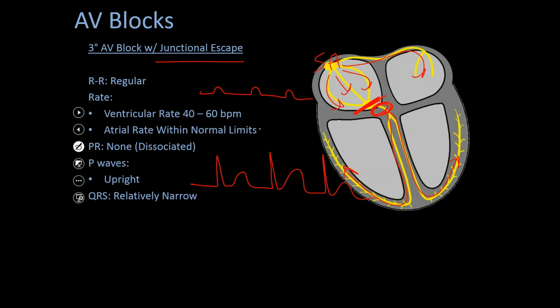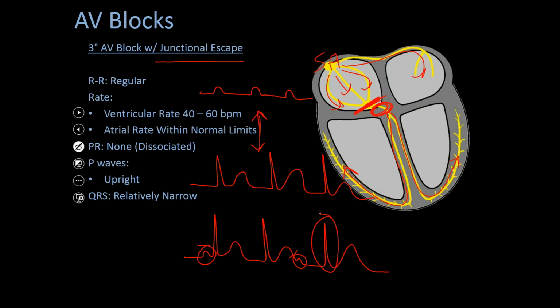Now, if you were to superimpose these images over one another, you would see what you see on your ECG. You would see P waves that have no correlation to these QRS complexes, called AV dissociation. This P wave did not cause this QRS to happen. These are two independent rhythms beating completely separate from one another.